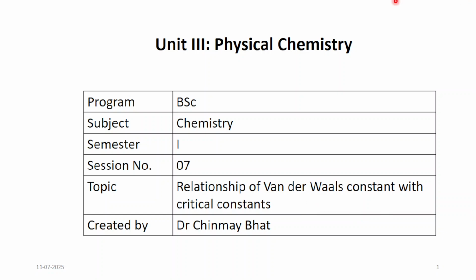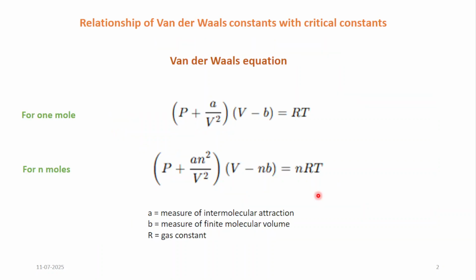So dear student, in this session we will see what is the relationship between the van der Waals constant and critical constant. Let's see what is the van der Waals equation. You have studied the van der Waals equation in 11th or 12th standard. For 1 mole, it is (P + a/V²)(V − b) = RT.